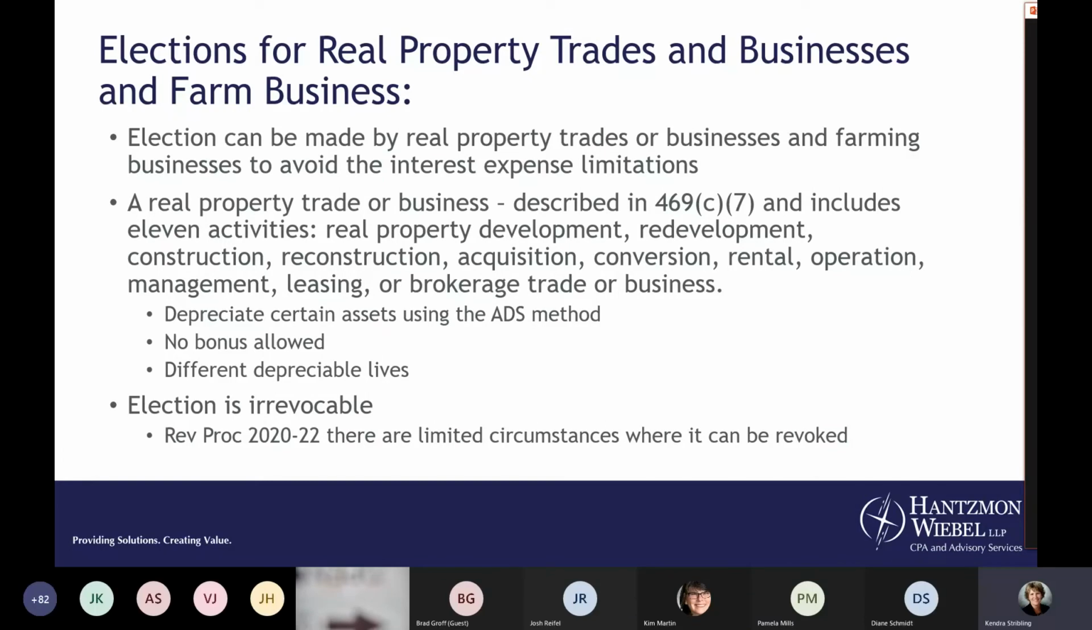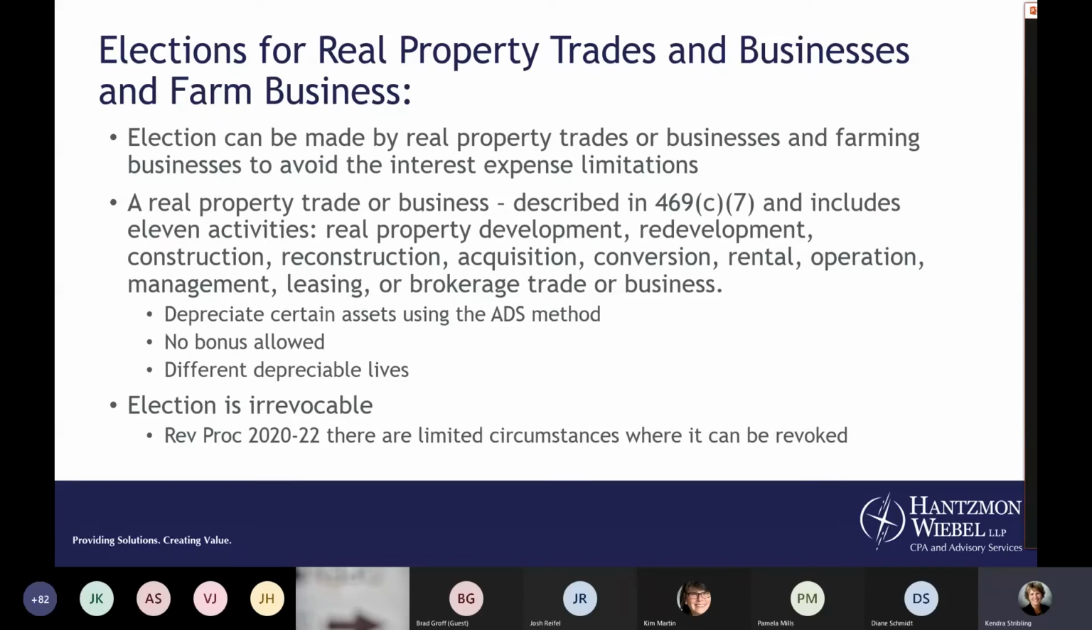In order to deduct interest expense in full, the business must depreciate certain assets using the ADS method. Section 168(k) provides that you cannot claim 100% bonus depreciation on any asset depreciated using the ADS method. Depreciable lives are different under ADS. For instance, non-residential 39-year property becomes 40-year property, and residential 27.5-year property becomes 30-year property. Qualified improvement property, which now has a 15-year life, would have a 20-year life under ADS.